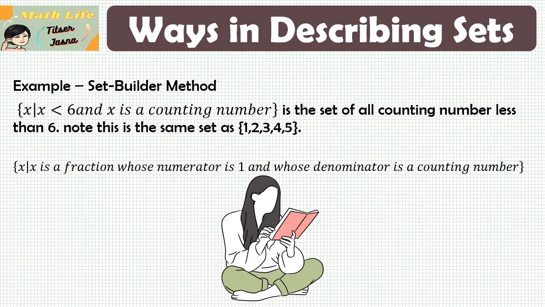Okay? Because we can still write the elements. Another example: the set of x such that x is a fraction whose numerator is 1 and whose denominator is a counting number. As you can see, we have the general form of the set builder method: variable, vertical bar, and then the descriptive statement.